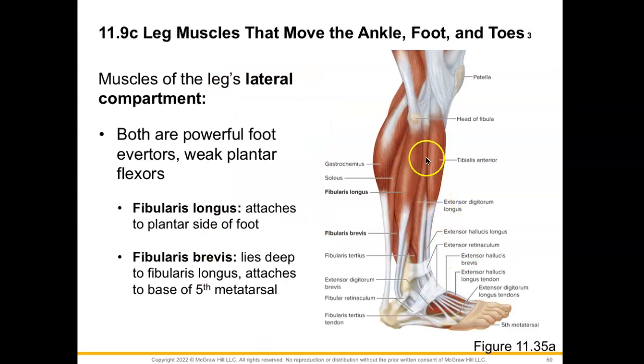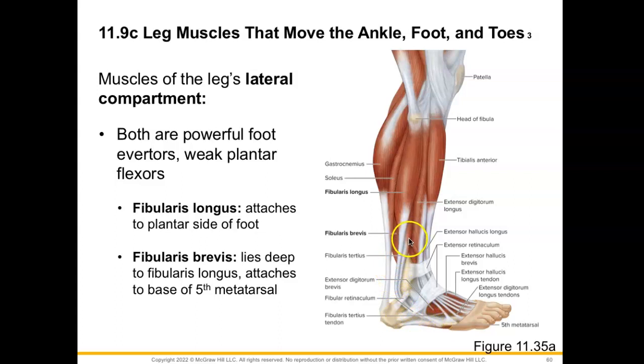Now let's talk about that lateral compartment. Both of these muscles are going to be those powerful everters, and they will be weak plantar flexors just because of the line of pull of their tendons here. So first we have fibularis longus, and this is actually going to have its tendon continue under the foot, so the plantar surface of the foot, and inserts on the medial side of the foot. But when we contract, we are still going to cause eversion of the foot.